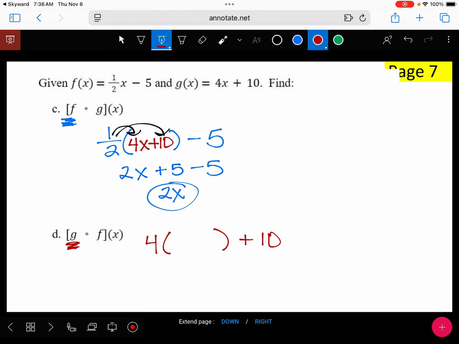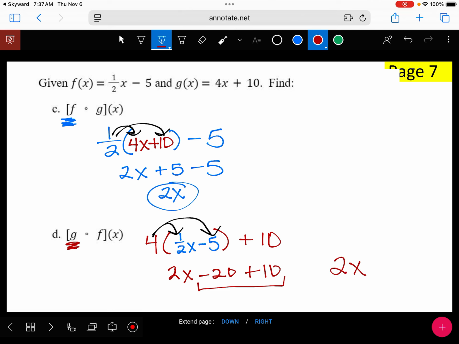All right, so now inside of the parentheses, you're gonna put the f function, which is 1/2 x minus 5. So then we're gonna again take half of 4, which we figured out was just 2. But then I'm gonna take the 4 times negative 5. And 4 times negative 5 is negative 20. Bring down the plus 10. When you combine these together, you should have 2x minus 10.